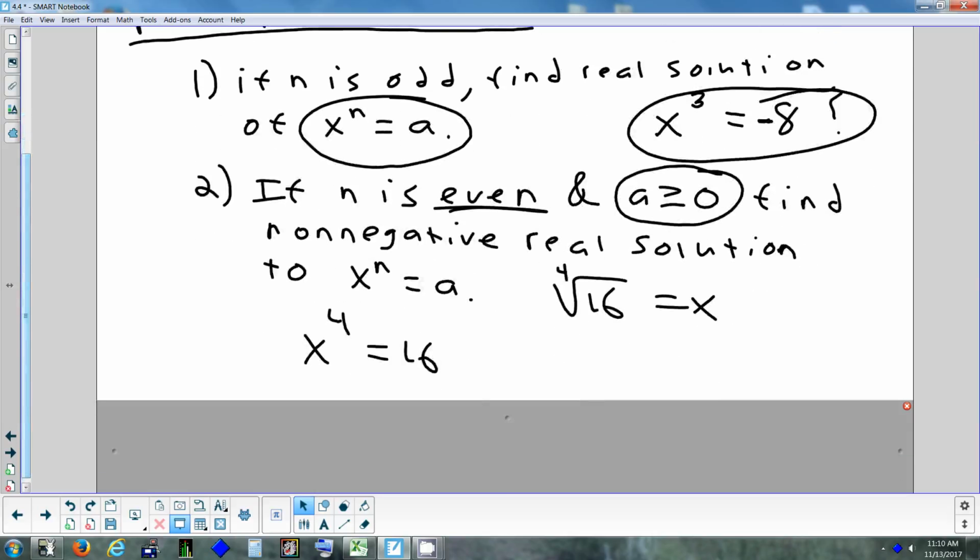So now, could I do something like that? Could I put a negative in front of the 16? No. Right, it has to be non-negative. If it wasn't, it would come out imaginary. Okay, well, why does it have to be non-negative? Well, think about if you multiply 4 things together. They all have to be the same.